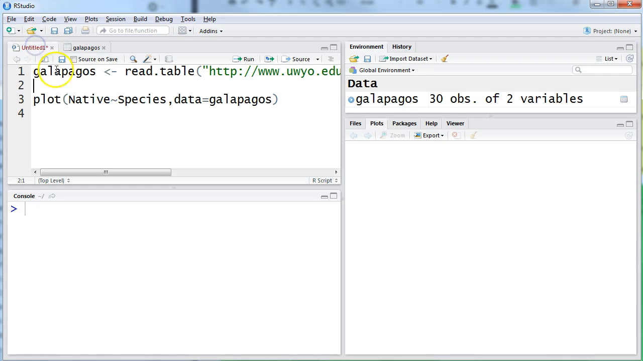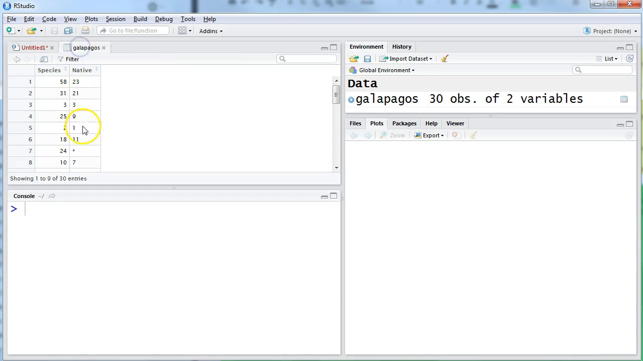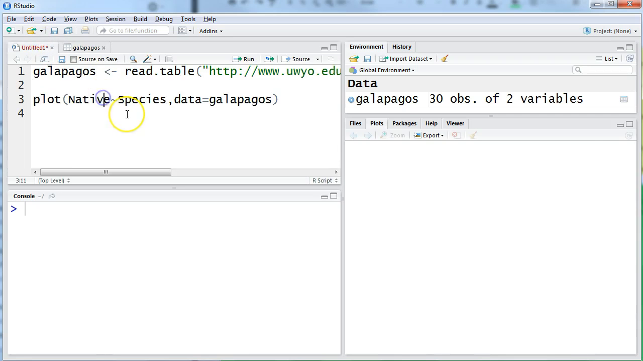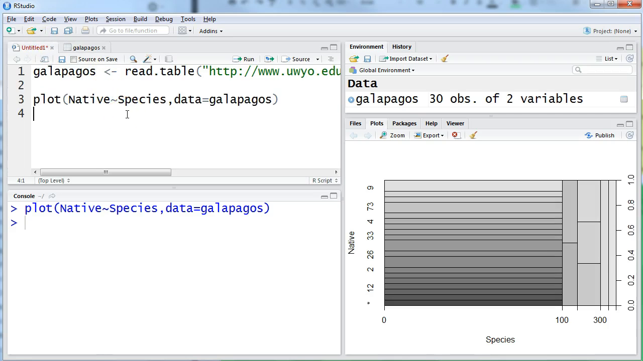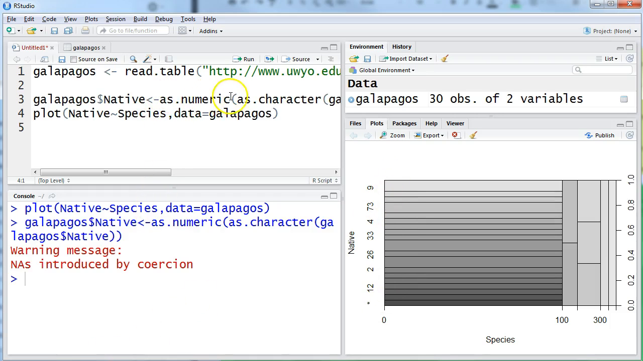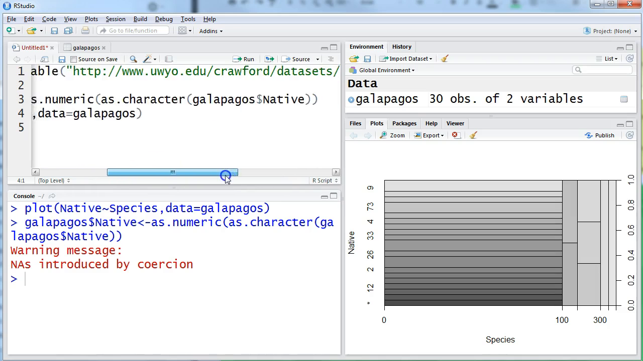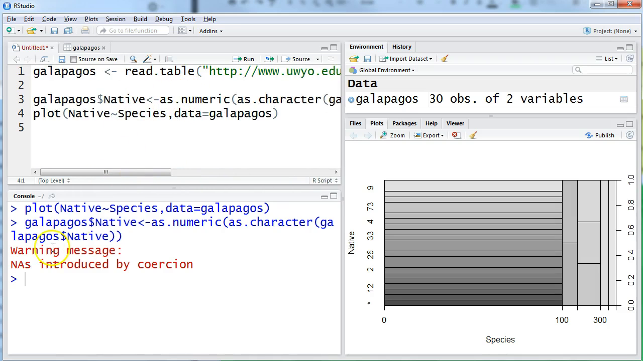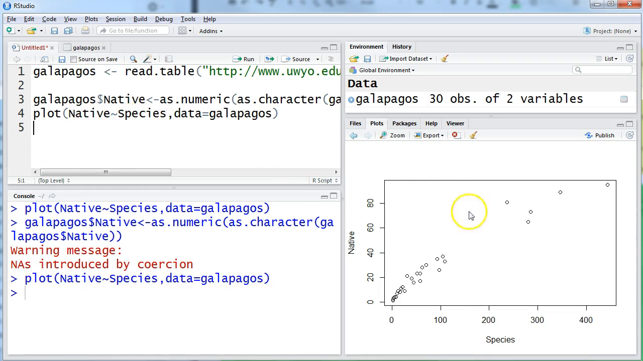how many of those species were native? Now, as I looked at the data set, I saw this asterisk right here, and I thought to myself, I wonder if that's going to cause a problem. So I looked at the plot. Yep. Whenever you see this, you know that it's not looking at something as numerical. Instead, it's seeing it as categorical. So we've got to do our trick, as.numeric, as.character. You've seen this before. And when we do that, it puts that asterisk in as an NA. And now we can plot it and get the picture.